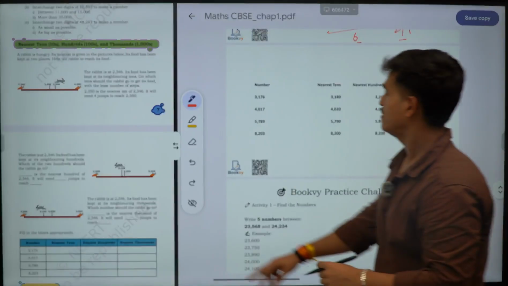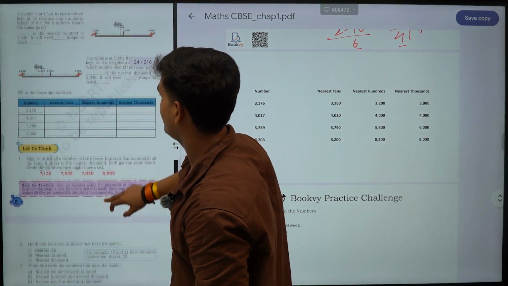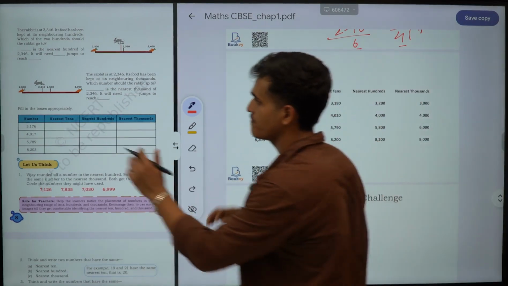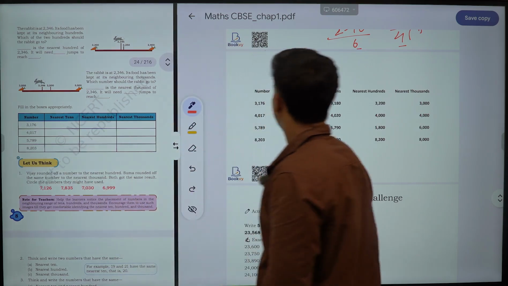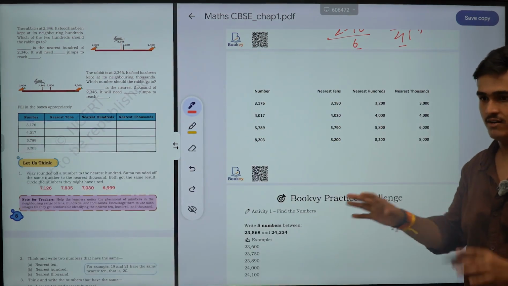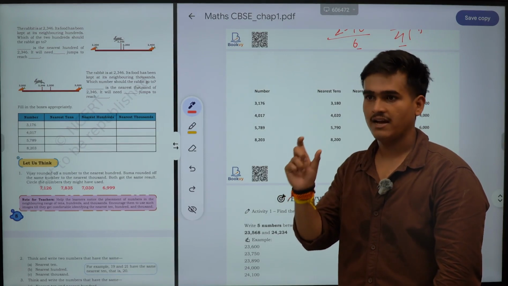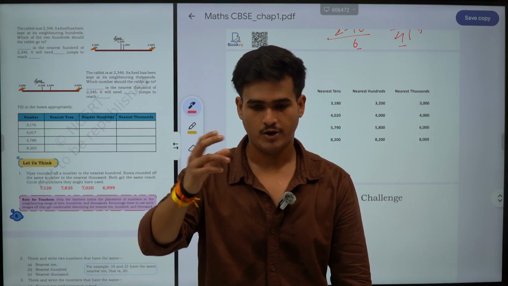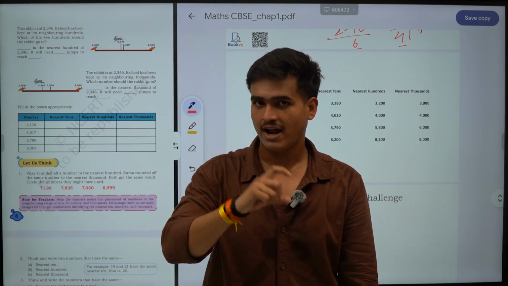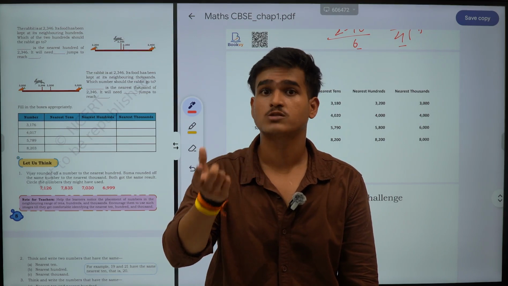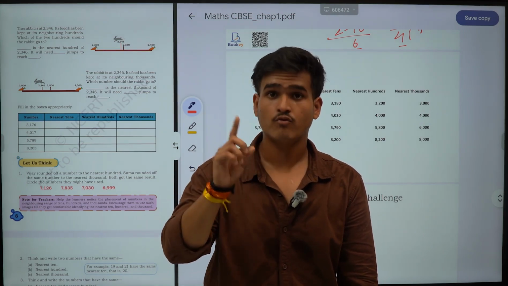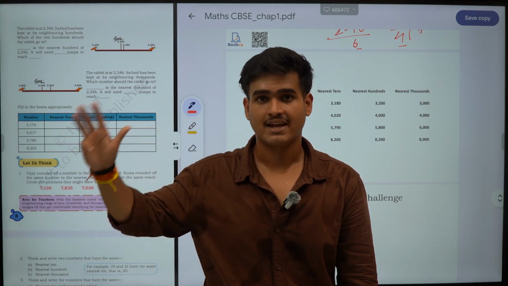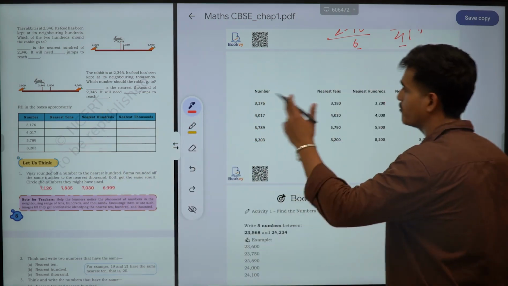Now, next thing we are going with the nearest thing. What is the nearest tens? This is a very simple formula. If there is a unit place, tens place, hundreds place, and the number is below 5, not below 4, below 5, because below 5 considers 0, 1, 2, 3, 4, and above 5 considers 5, 6, 7, 8, 9. Always remember this.